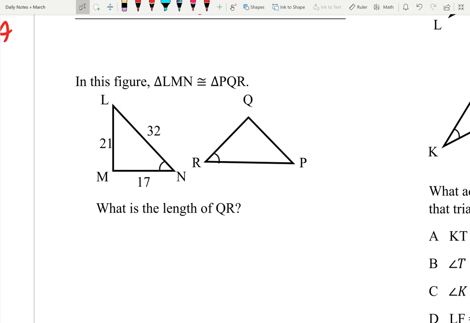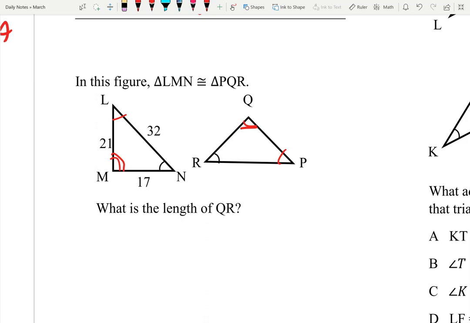In this figure, it's telling us that these two triangles are congruent. L corresponds with P, so angle L corresponds with angle P. M corresponds with Q, so M, this angle here, corresponds with Q. I'm not saying it's a right angle, but it kind of looks like one. But we'll say that those two go together. And then N corresponds with R, and we already know that because they already have their marks.